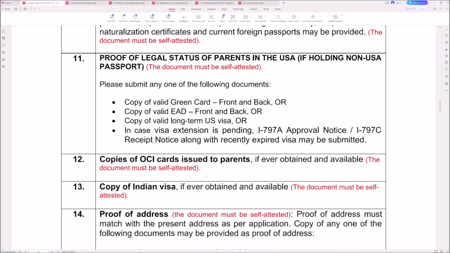So next comes a copy of OCI cards issued to parents. This is if applicable or if available, then you need to provide it, otherwise it's not necessary. Then a copy of the Indian visa of the applicant, if he or she has ever obtained it. If it is applicable to your case, then you need to compulsorily provide it. But if you do not have an Indian visa, then you can skip it.